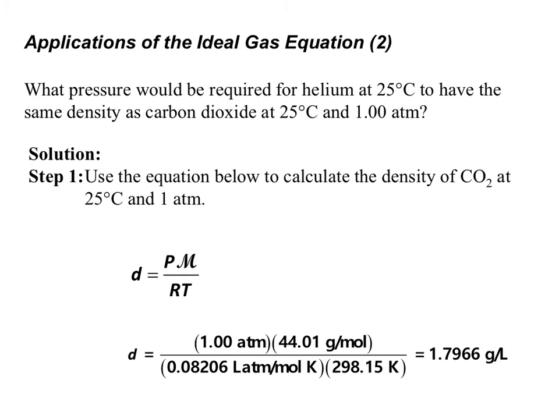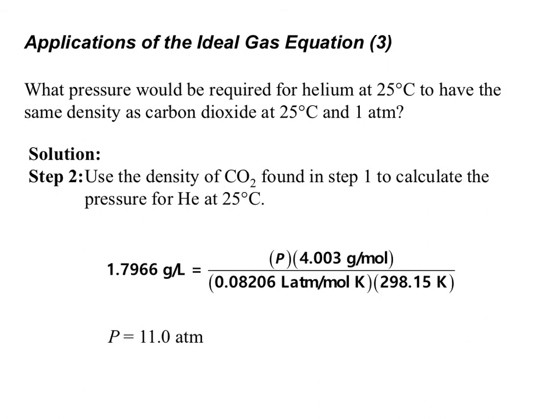Now that we have a density, we have to solve for the pressure and use the mass of helium, because that's what we are originally working for. What pressure would be required for helium at 25 degrees Celsius to have the same density as carbon dioxide? As stated, we just solve for P by inputting all the other numbers, and we find out that the pressure will be equivalent at 11 atmospheres. Cool beans on toast.